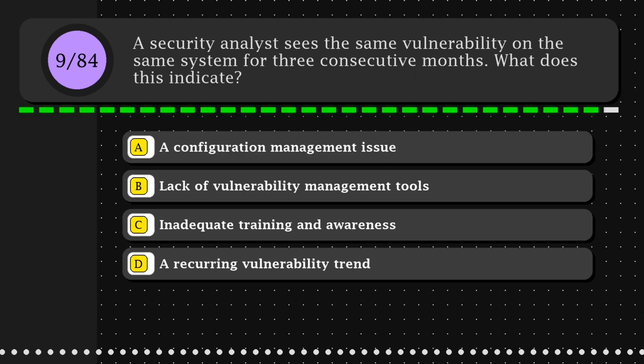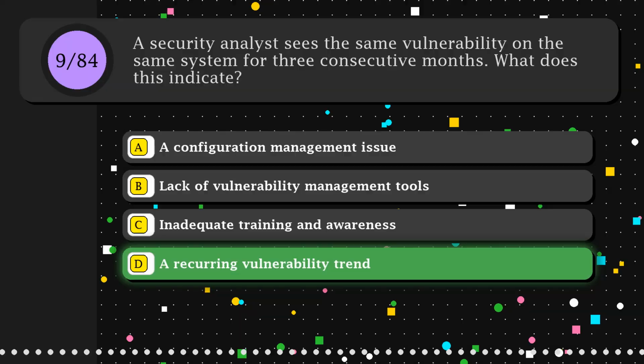Question 9. A security analyst sees the same vulnerability on the same system for 3 consecutive months. What does this indicate? Option A. A configuration management issue. Option B. Lack of vulnerability management tools. Option C. Inadequate training and awareness. Option D. A recurring vulnerability trend.